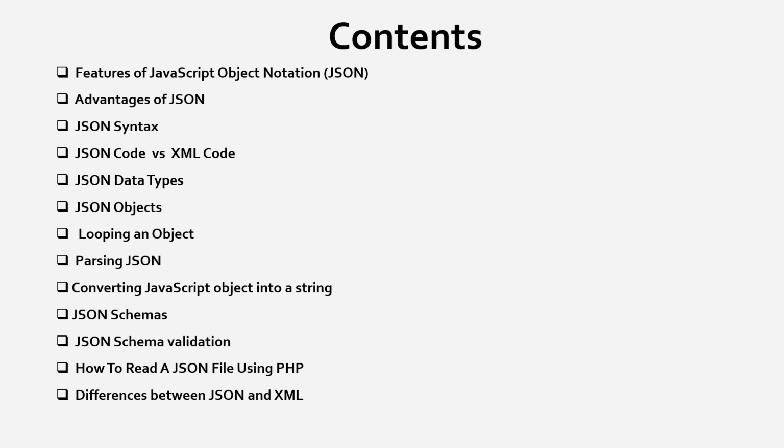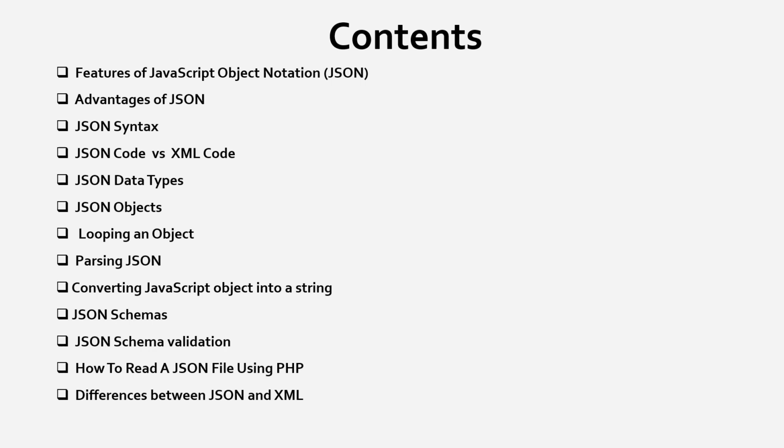In this section we will start with what exactly JavaScript Object Notation is. Then we will see the features of JSON, and the advantages also. Then we will discuss the syntax of JSON. We are all familiar with XML code, so for getting an idea about JSON code, we will do a comparison. Then we will discuss the JSON data types, objects, looping and objects and all.